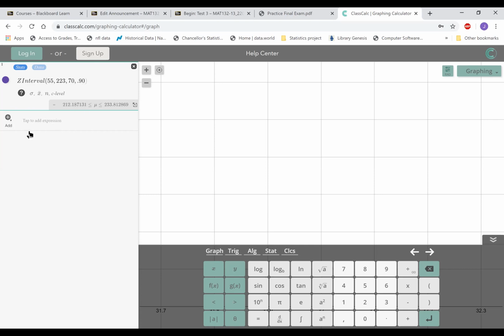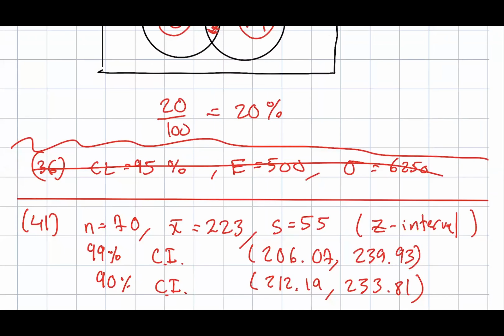Any questions in regard to how I did that problem? Cool. All right, so that's how you write the answer. For 99%, it's this. For 90%, the answer will be this. And that's it for that last round. Any questions for the last round?